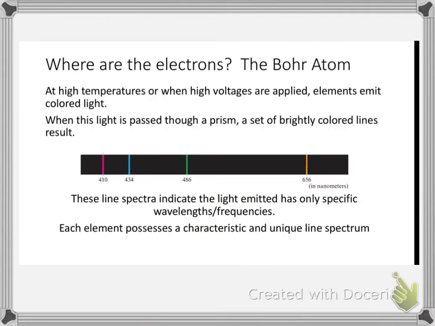So the first model of where the electrons are is something called the Bohr atom. Not boring, it's actually kind of exciting, but B-O-H-R, it's the last name of a person. Now this was a mathematical model based on experimental results.